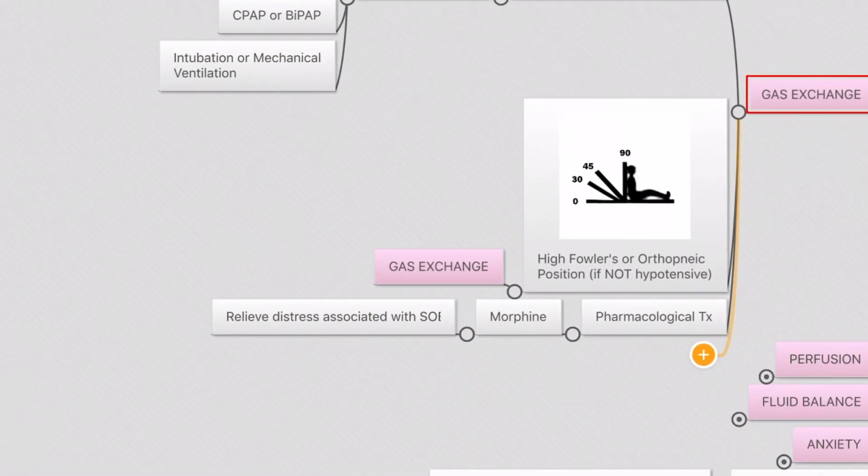Then you're gonna provide medication. So morphine actually helps with relief of distress associated with shortness of breath. That's gonna help calm them, reduce the anxiety level, but at the same time help with their dyspnea.